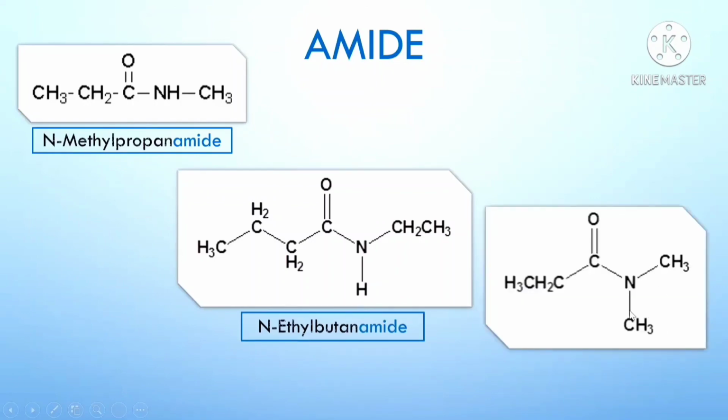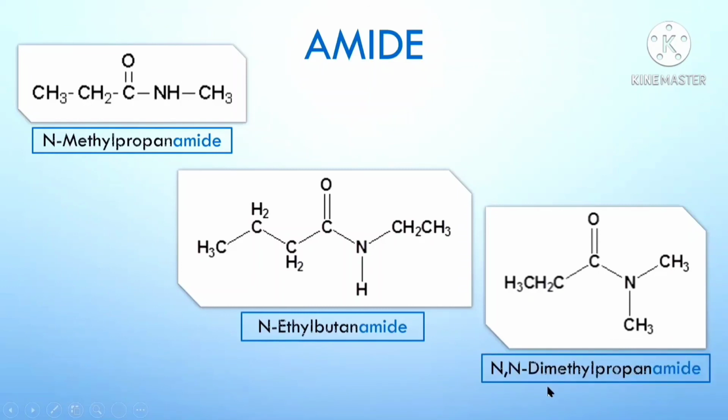Here we have 2 methyl groups attached to nitrogen, so it's called N,N-dimethyl, and the parent has 3 carbon atoms, so it's called a propanamide. So the name would be N,N-dimethyl propanamide.